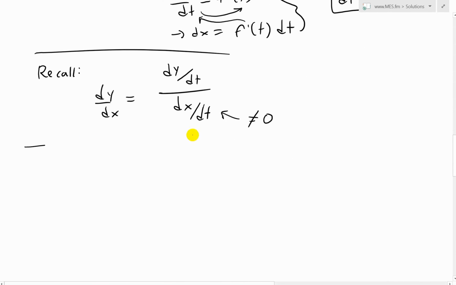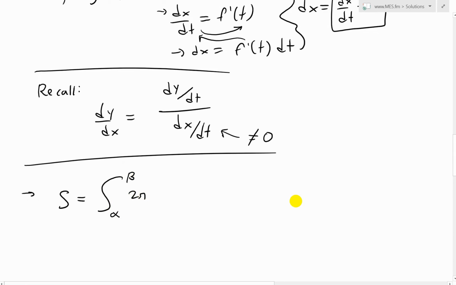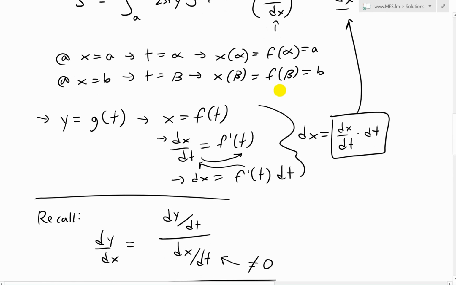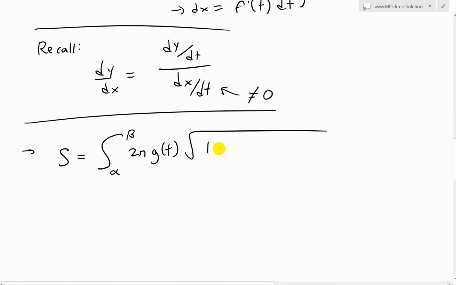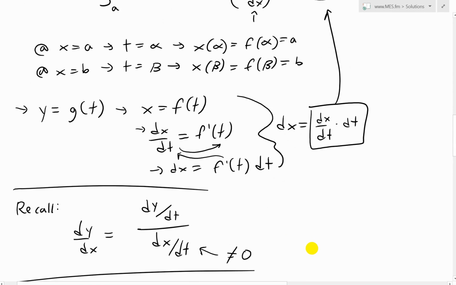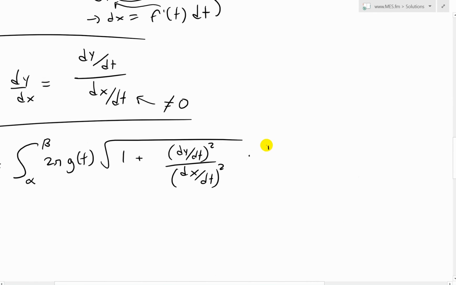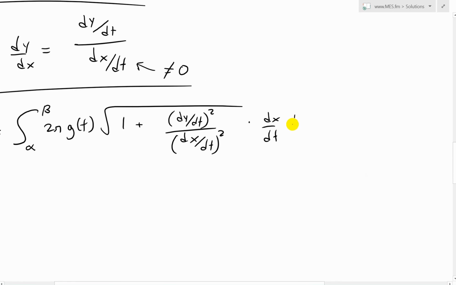Combine these all together, we get s is equal to the integral from alpha to beta of 2 pi y, which is g of t, and then we have a giant square root. And now we have this dy over dx as instead this over here. So you have 1 plus, and now we have dy over dt squared over dx over dt squared, because we are squaring it inside. And now we have this dx at the end, which is over here. So now we multiply by dx over dt times dt. The reason for doing that is, notice there's a dx over dt at the bottom here that's squared. What I'm going to do now is square this and then square root it, so we're not changing anything, because it would just cancel.